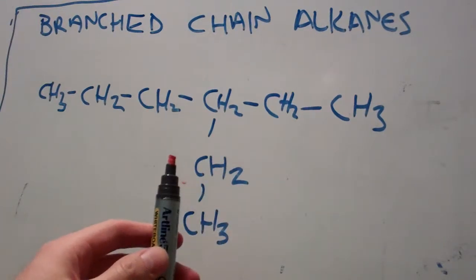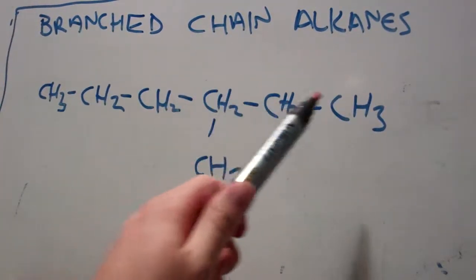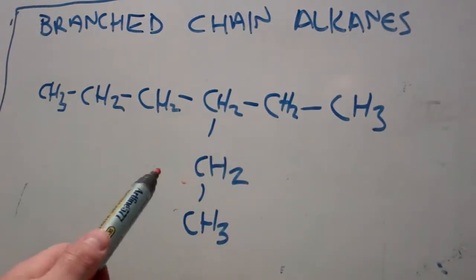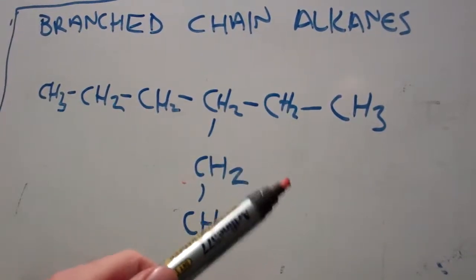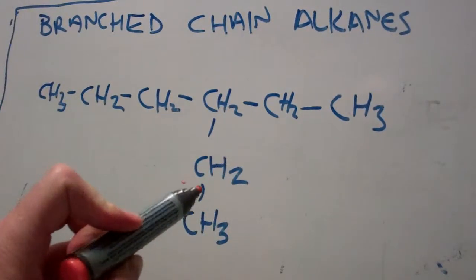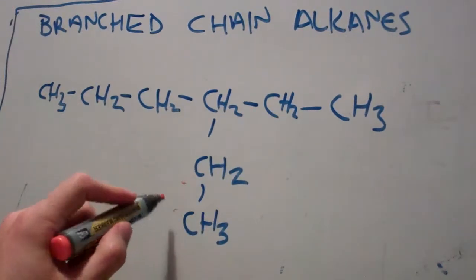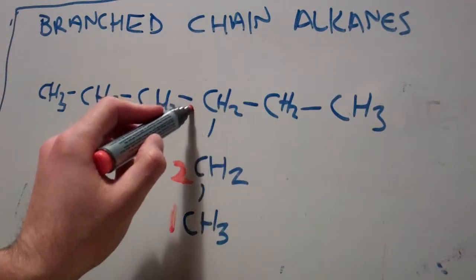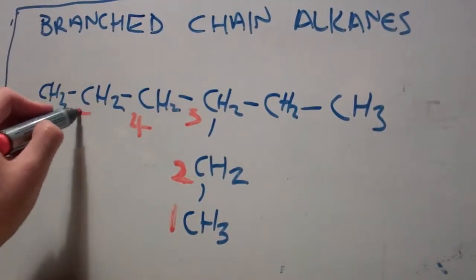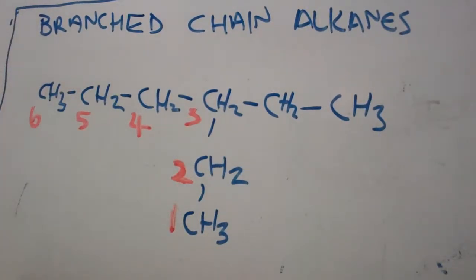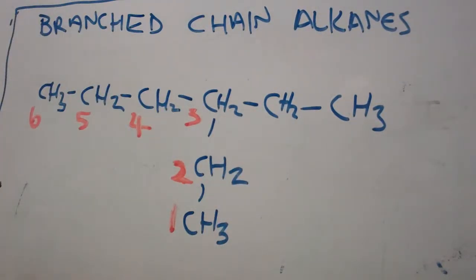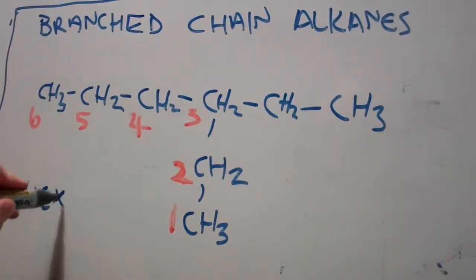However, we're going to need to count from this side and start with 1 here or here, because we want our methyl group to be closest to the starting side when we're counting. So this time we're going to go from here, just for something different. We're going to call this 1, 2, 3, 4, 5, 6. So our longest carbon chain consists of 6 carbons, which makes this a hexane molecule.